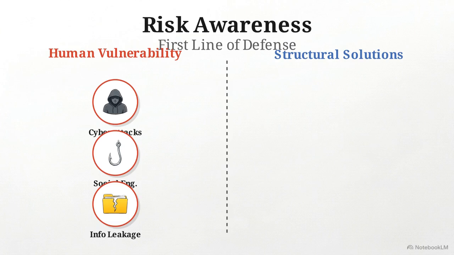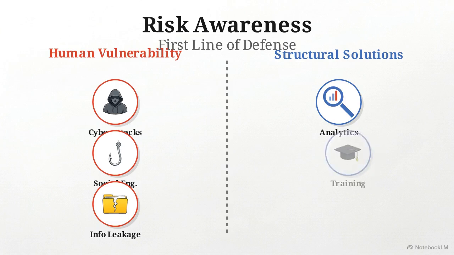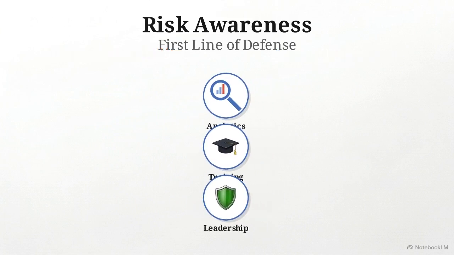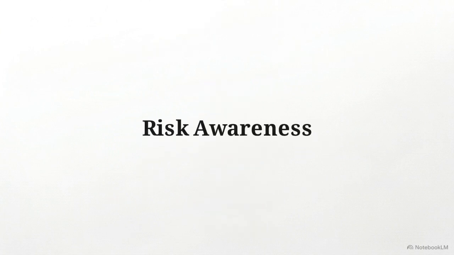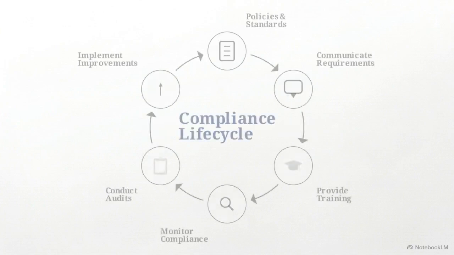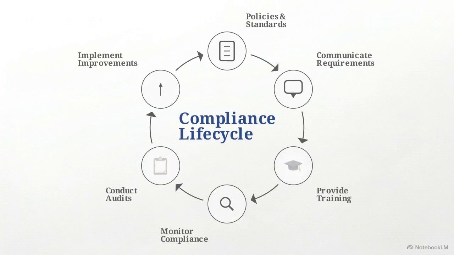By applying tools like social media analytics, you can monitor for unusual behavior and implement structural solutions, like specialized training and leadership protocols, to neutralize those threats. Awareness is recognizing a threat. Risk compliance is the strict adherence to regulatory frameworks to handle it. This process takes situational awareness and formalizes it into concrete rules.